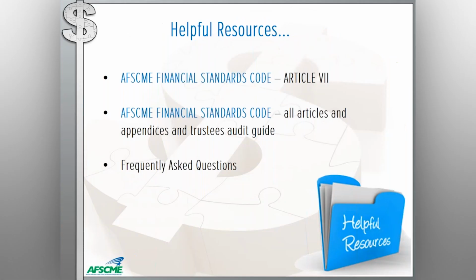Here are a few helpful resources. First of all, you can go back and look at Article 7 of the Financial Standards Code that we just reviewed. You can also go back and look at the entire Financial Standards Code, all of the articles and appendices, and the Trustee Audit Guide. And there are some frequently asked questions you can review.